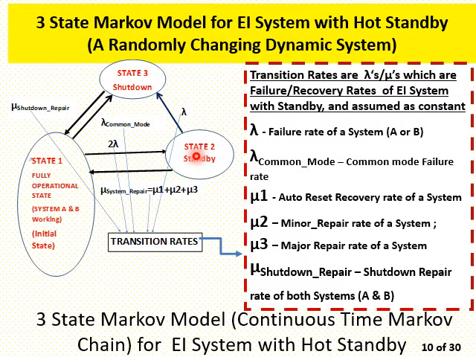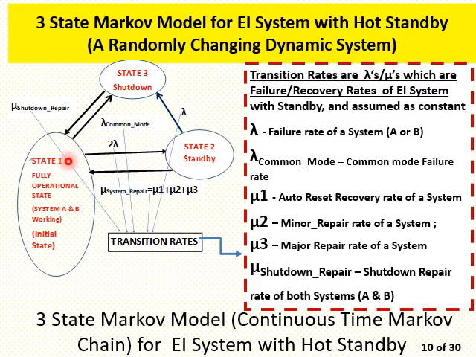So it is switching from main system to standby system, which is automatic. There is no manual intervention. And the failure rate is 2 lambda. That is, the transition rate labeled on the top of the transition is 2 lambda, where lambda is the failure rate of system A or system B.